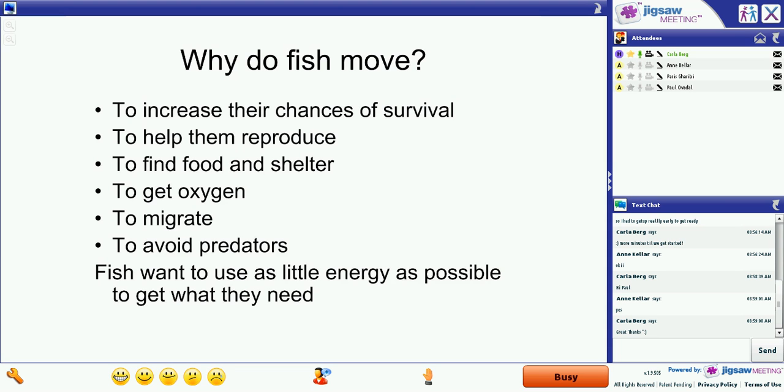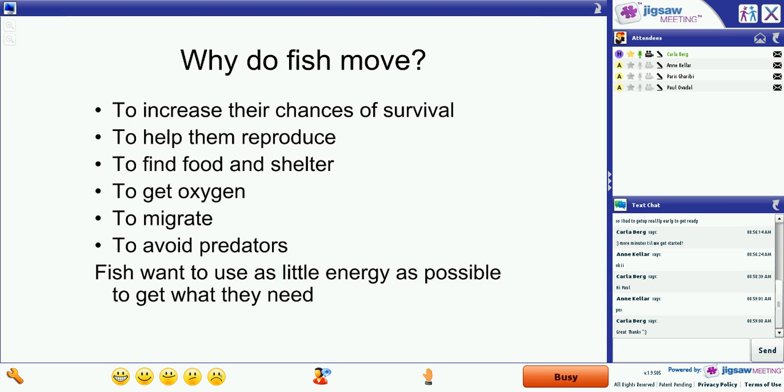Another characteristic that all fish have in common is they move. Well, you may ask why. Why do fish need to move? There's several reasons that they need to move. Would anyone like to read this slide? Any volunteers? Go ahead and just raise your hand if you want to volunteer to read. The little hand icon is right on the bottom. No volunteer readers? All right.